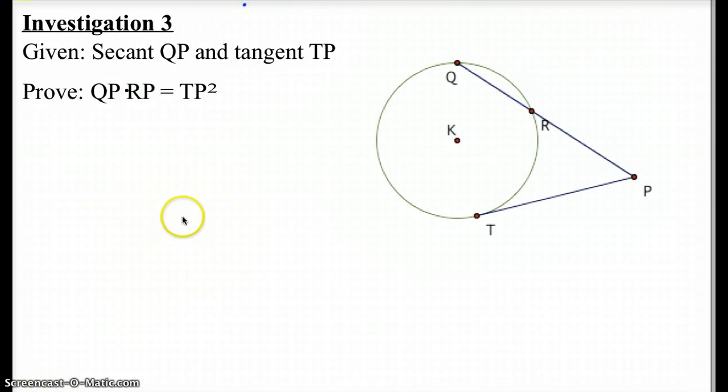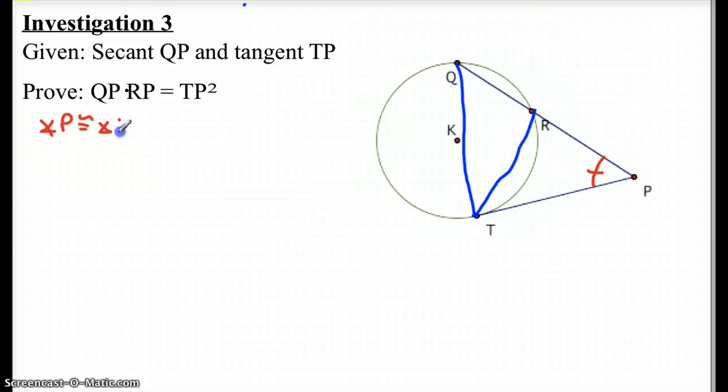Our third investigation is going to investigate the relationship between the lengths of the segments when you have a secant segment and a tangent segment that intersect at an exterior point. And again, we're going to use some similar triangles. So let's go ahead and draw in segment QT, which creates a triangle QTP, as well as segment TR, which creates this other smaller triangle here. We want to try to show that those two triangles are similar to each other. So we'll go for the obvious first. They both share angle P. So therefore angle P must be congruent to itself.